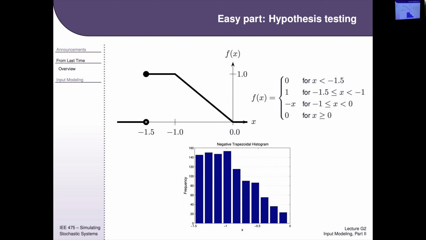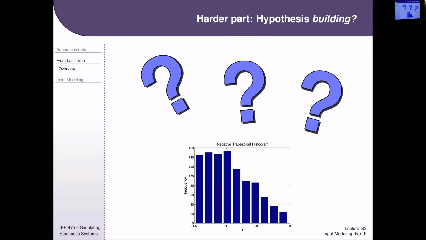The hard thing that we're trying to do now, that we're going to go into more in this lecture, is how do we build that hypothesis to begin with? So we've taken the data, how do we start with coming up with a distribution here, or even a family of distributions here? So that's kind of what we're doing.